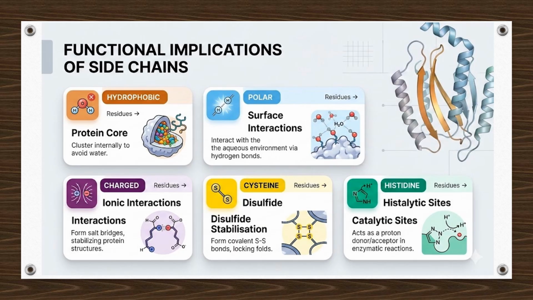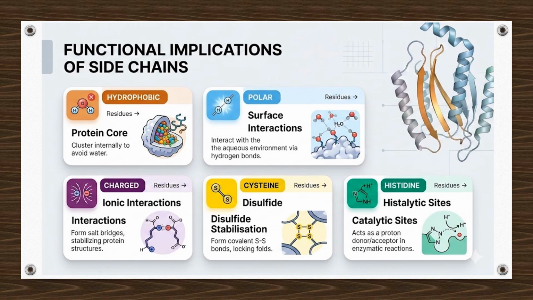Now that we have classified amino acids by their side chains, the key question becomes, why does this matter biologically? The answer is that the chemical nature of each chain shapes how proteins fold, stabilize their structures, catalyze reactions, and interact with other molecules.